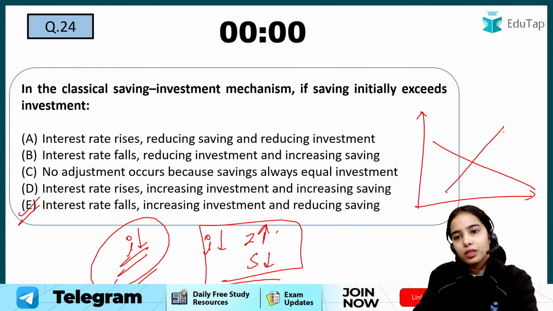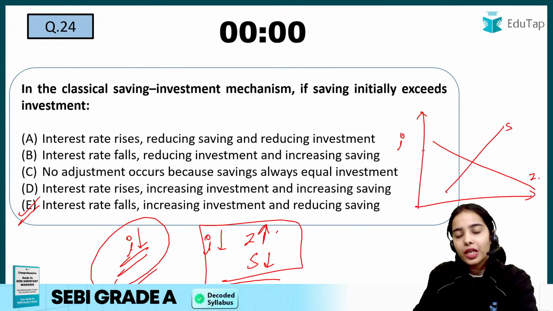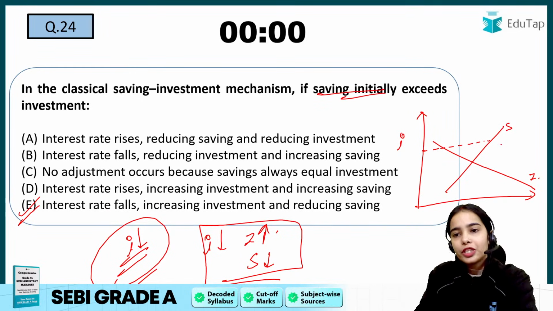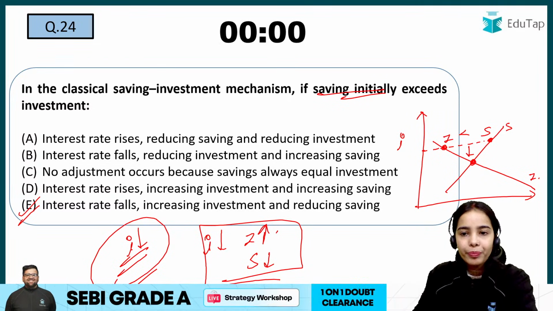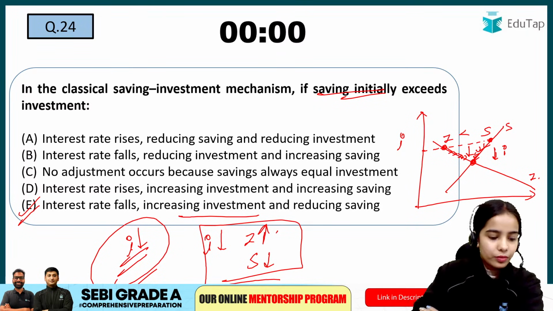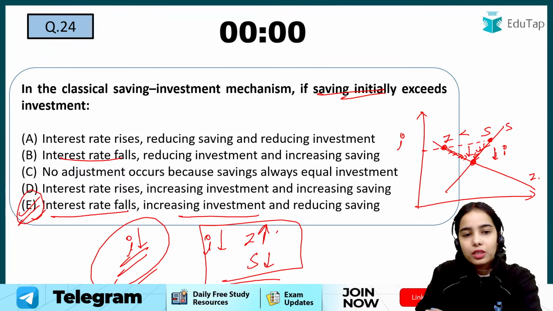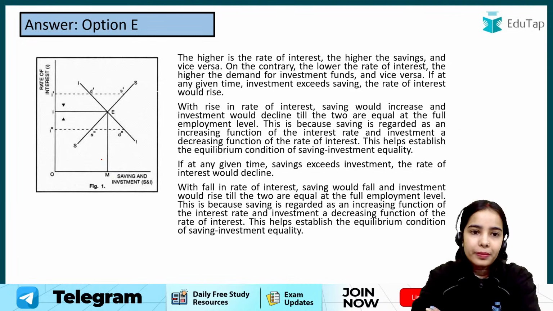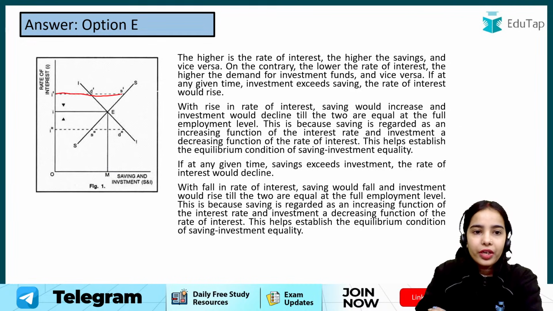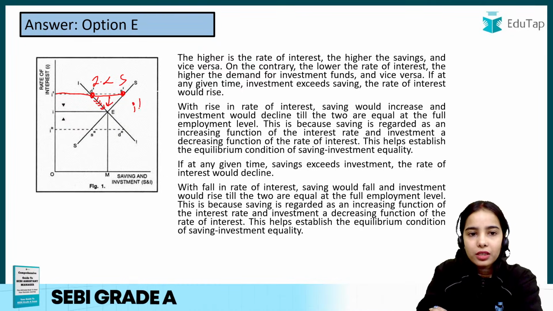Basically, this is your saving, this is your investment, this is the interest rate. If the saving initially exceeds the investment, the interest rate will fall to bring the equilibrium, and with the falling interest rate, investment will increase and saving will reduce. So E is the answer. Read the statements carefully, don't just read the starting point, so that you give the right answer. If the saving is higher than the investment, the interest rate will fall. With a falling interest rate, investment will increase and saving will decrease.